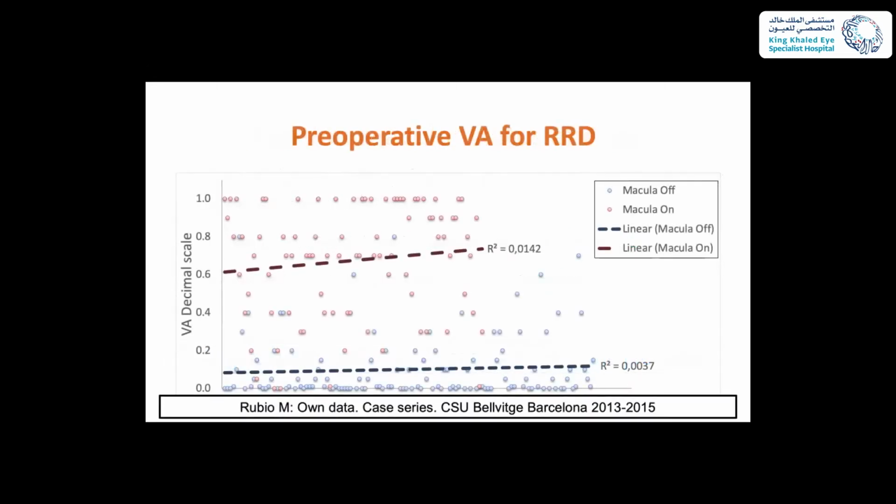So this is from some of my own data. This is a graphic that shows, for retinal detachment surgery, the preoperative visual acuity for these patients. As you can see here, most of the red dots accumulate in the superior part of the graphic, and the blue dots are accumulated in the inferior part of the graphic. It means the macula on patients have good vision, and the macula off patients have very poor vision. That's what we mean by these two subpopulations of patients.